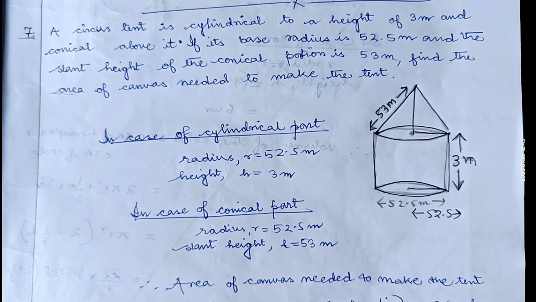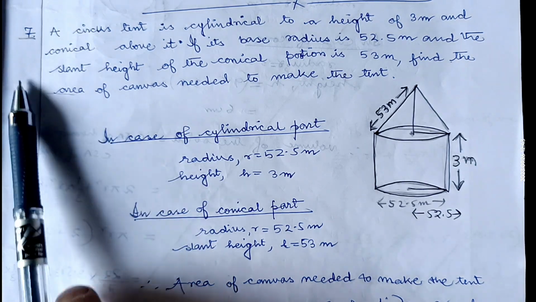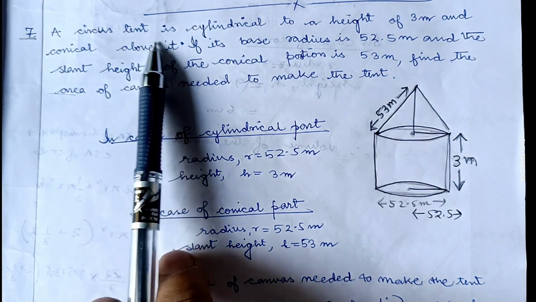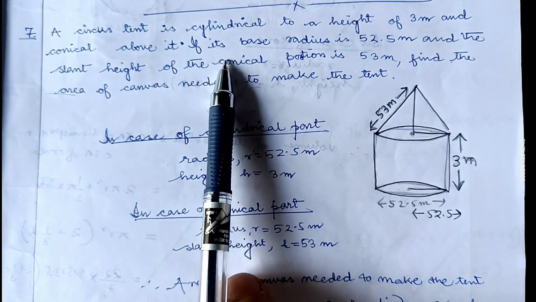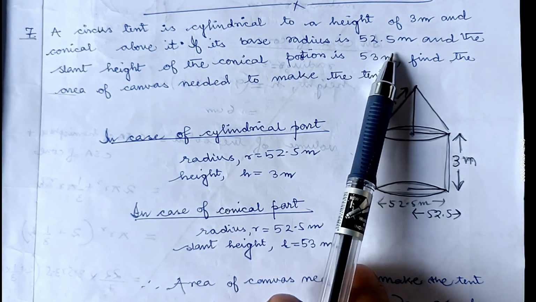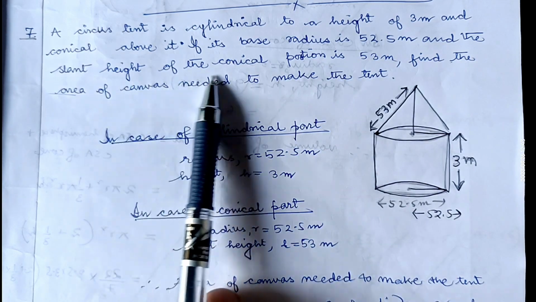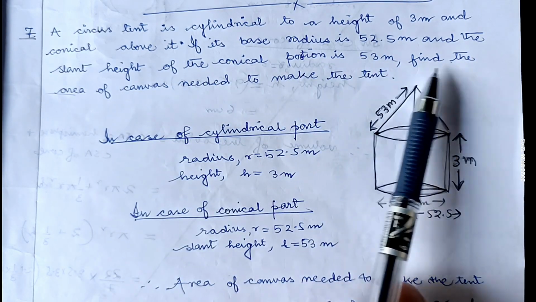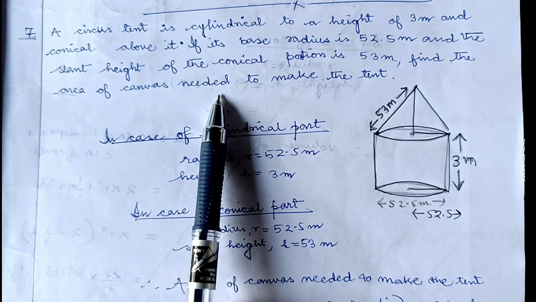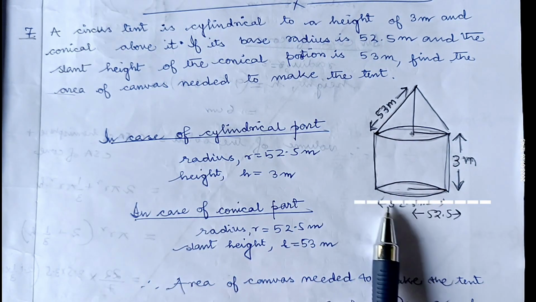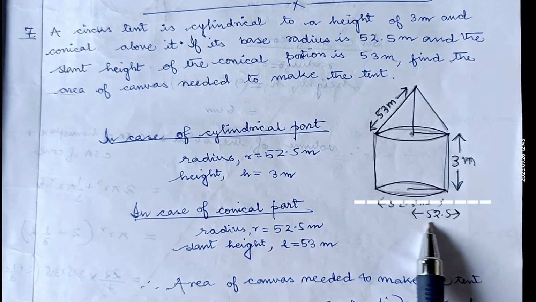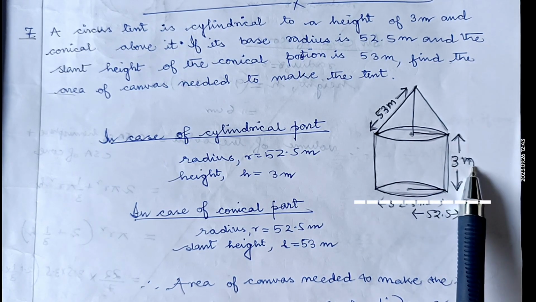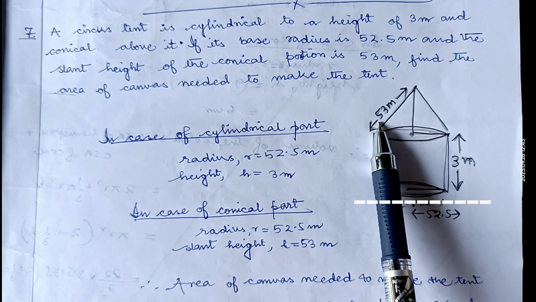As question number 6 is almost the same as question number 5, I am not showing it. Let me show question number 7. Here it is given that a circus tent is cylindrical to a height of 3 meter and conical above it. If its base radius is 52.5 meter and the slant height of the conical portion is 53 meter, find the area of the canvas needed to make the tent. Here the radius is 52.5, from here to here it is 52.5. Height is 3 meter and the slant height is given as 53 meter.